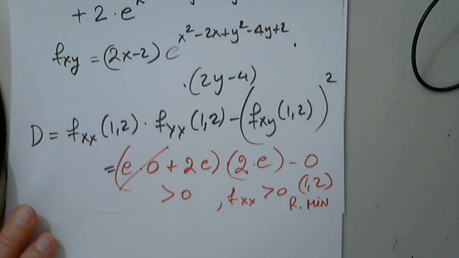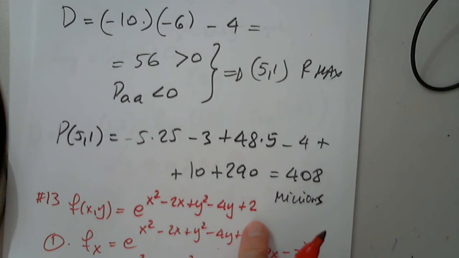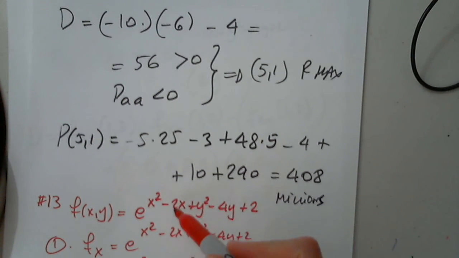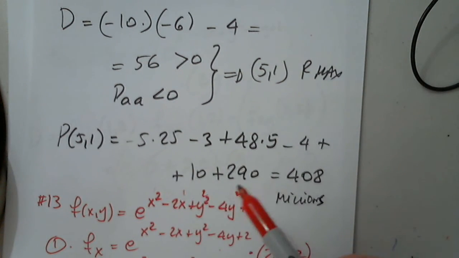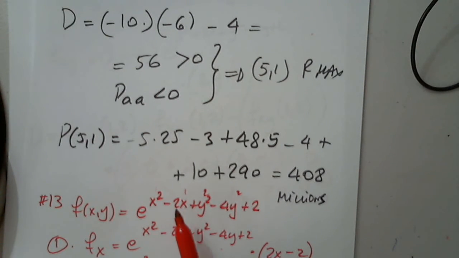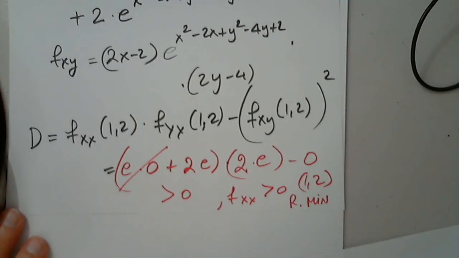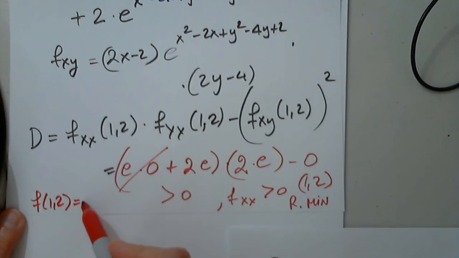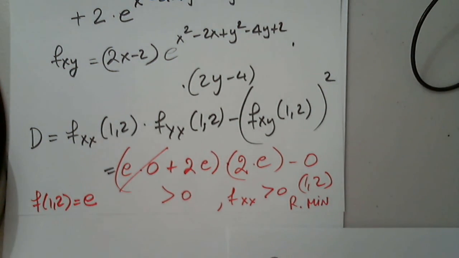What is it? I don't know. I have to plug in (1, 2) here, but we already did, because we got 1 here with 1, 1, 2, 2. Again, 1 minus 1. 1 minus 2 is negative 1. Plus 4, 3. Yes, I'm checking. I'm checking again. 1 minus 2, negative 1. Negative 1 plus 4, 3. 3 plus 2, 5. Minus 4, 1. So f of (1, 2) equals e. And that is the relative minimum. How do we feel about the D-test?